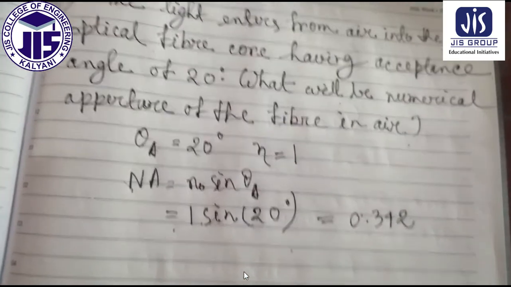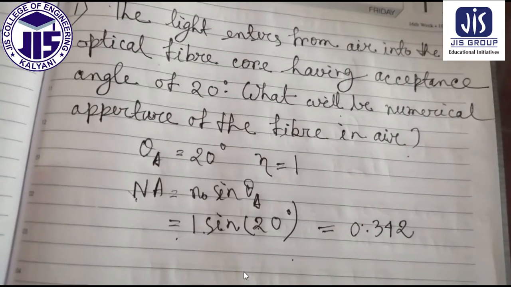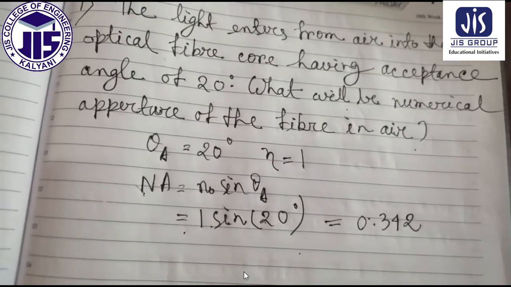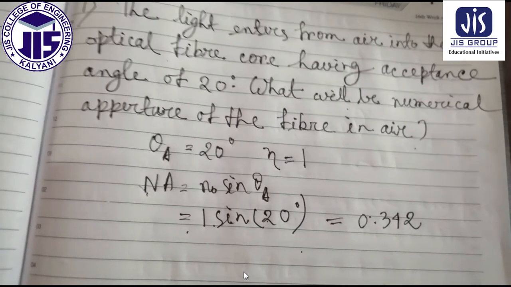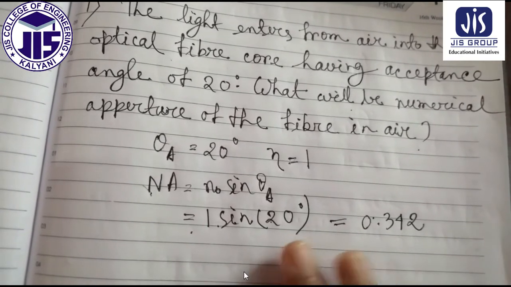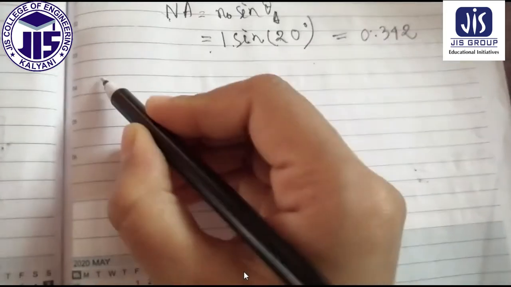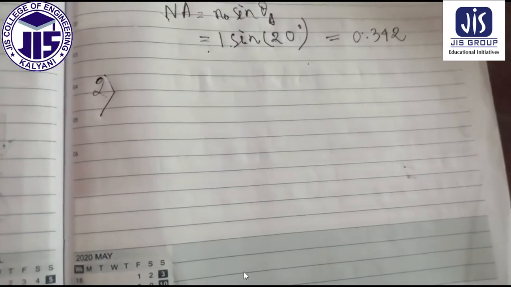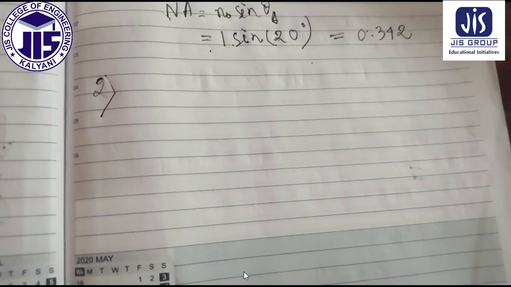So it's very easy. If we know the formula, we can do the numerical easily. Most of the numericals in optical fiber are like this. You just have to put the values, then you can get the answer. Now the next problem, let's do it. First you note down the numerical, otherwise you will not be able to understand what you have to do.